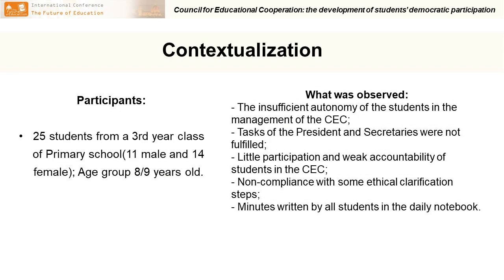This study was carried out with 25 students from a third-year class of primary school, and some aspects regarding the Council for Educational Cooperation were observed that motivated the study, such as the insufficient autonomy of the students in the management of the Council, the tasks of the President and Secretaries were not fulfilled, there was little participation and weak accountability of students in the Council, there was non-compliance with some ethical clarification steps, and the minutes were written by all students in the daily notebook.